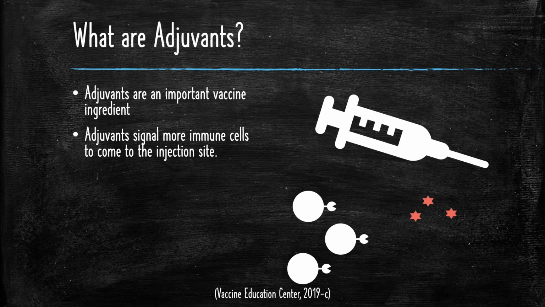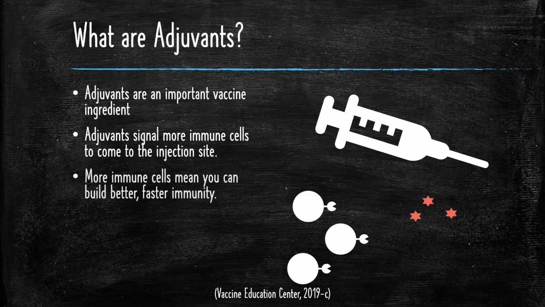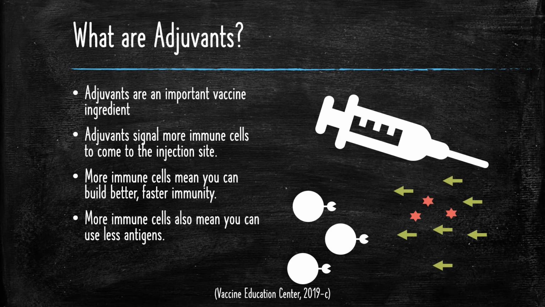Because there are more immune cells there, it means that you're going to build your immunity better and faster because you have more immunity activity going on at that injection site. Also, because there's more immune cells there, you can actually put less antigens in the vaccine because you are going to have a greater number of immune cells there, creating that immunity memory. So you don't have to put as many antigens in because the adjuvants trigger a better immune response.